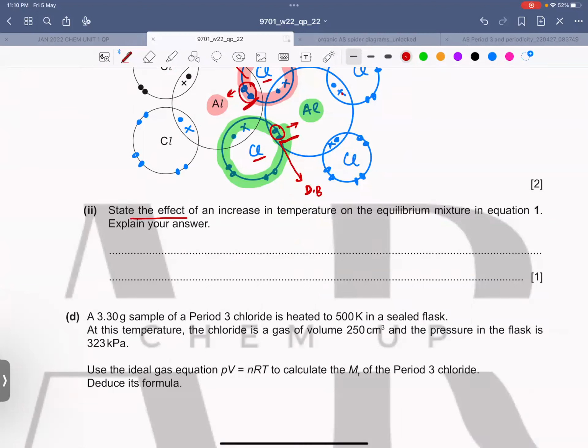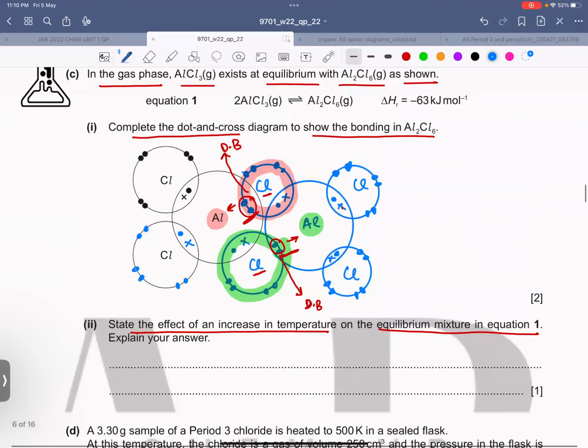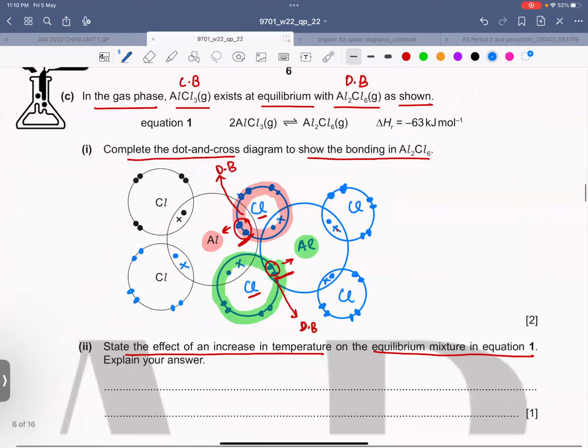Now, state the effect of an increase in temperature on the equilibrium mixture in equation 1. Can anybody recall when we increase the temperature where the equilibrium would shift? Equilibrium would shift to the endothermic side. In this case, the forward reaction is exothermic. Yes, so the equilibrium would shift to the left.